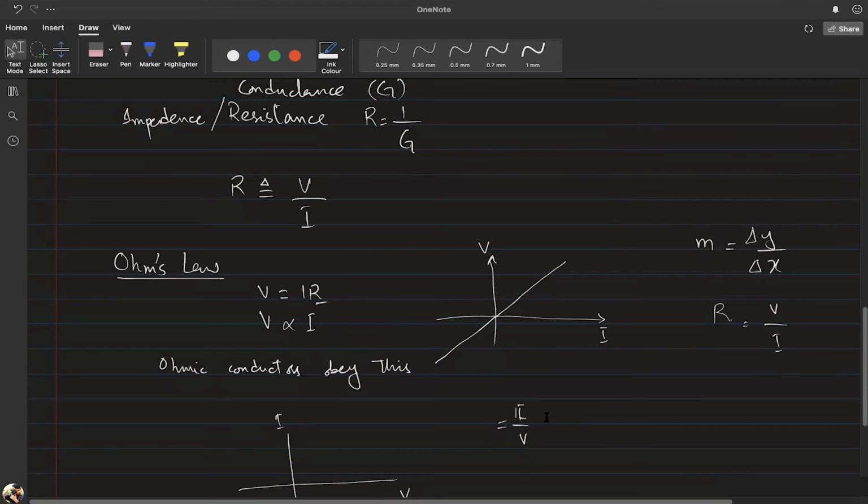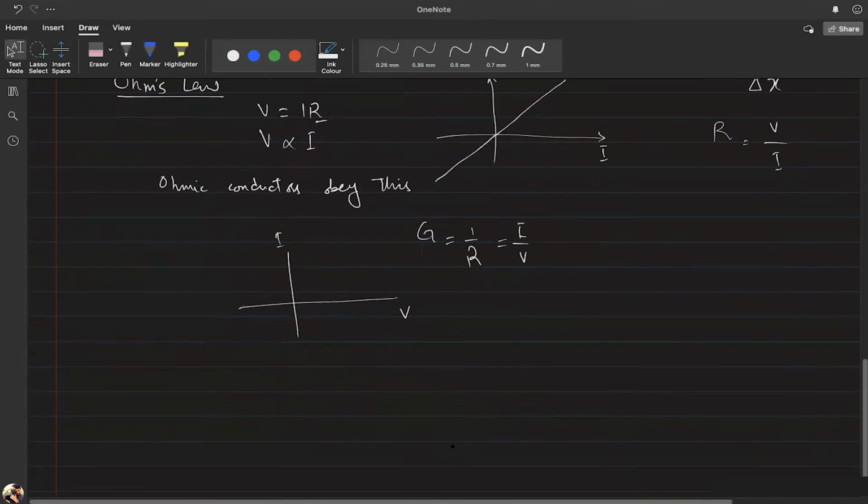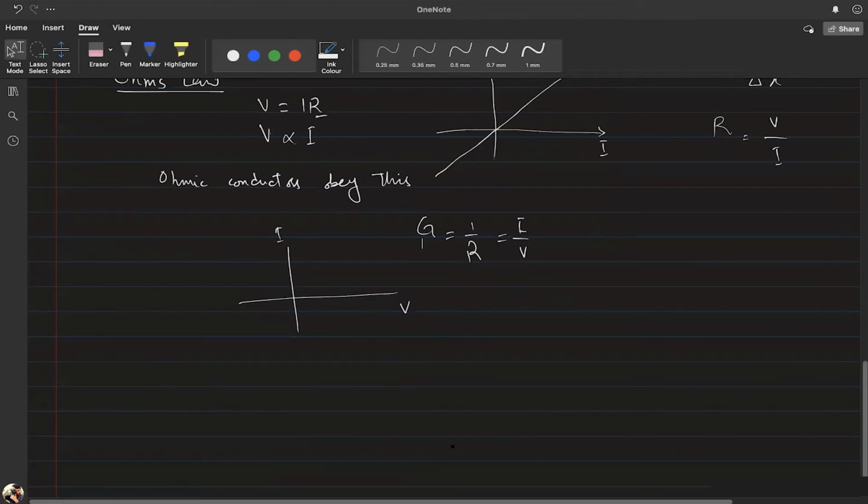So if V over I is R, then if I flip this, I get 1 over R. And what is that? That's conductance, right? How easily does something allow current to flow? That's what this graph is, which is why it's more meaningful to draw an IV graph compared to a VI graph. Because in an IV graph, with current on the y-axis, we get to know the conductance, and we find out how easily current will flow and how difficultly it will flow. So the higher gradient you have, the higher the conductance, the better the conductor. The lower gradient you have, the worse the conductor.